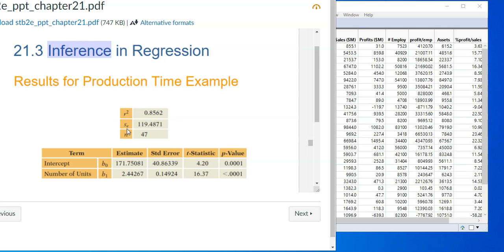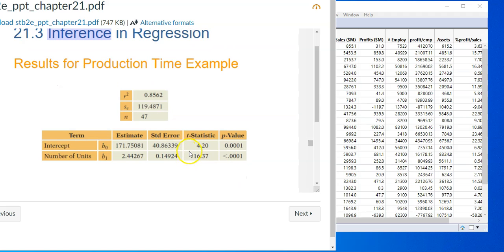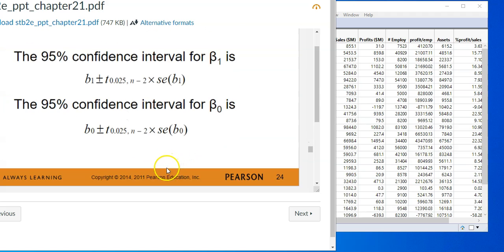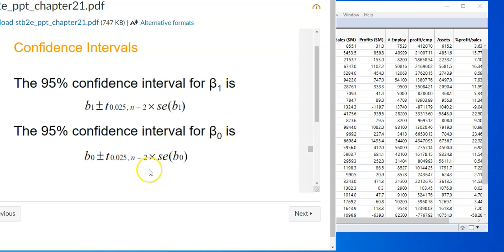A standard error is the standard deviation of errors or residuals, 119. Intercept, that's your estimation for the intercept. That's your estimation for the slope. So intercept and slope, and these are the standard errors for the slope and the intercept. And these are the p-values. So other than the p-value that should be below 0.05, there is another method that we can use, and that's calculating the confidence interval around the intercept and around the slope.